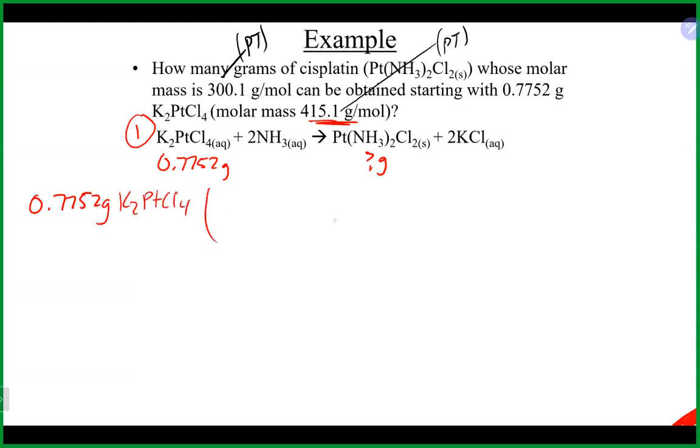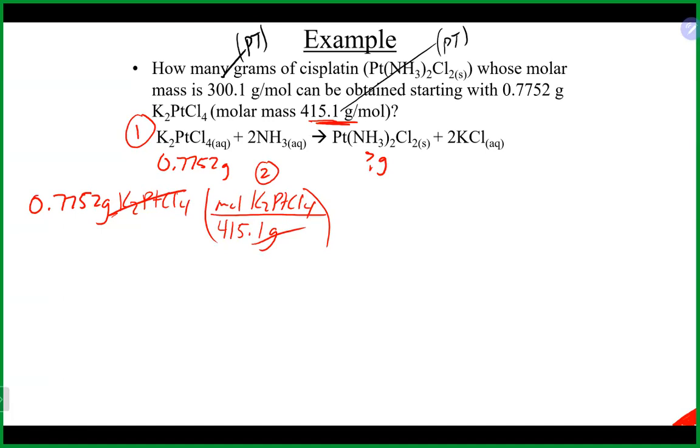So 0.7752 grams of our K2PtCl4, using the molar mass that was provided, 415.1 grams per mole of our K2PtCl4. The grams are going to cancel out in this case. And that is, again, the second step that we want to do. That basically puts us into moles of our starting reactant here.